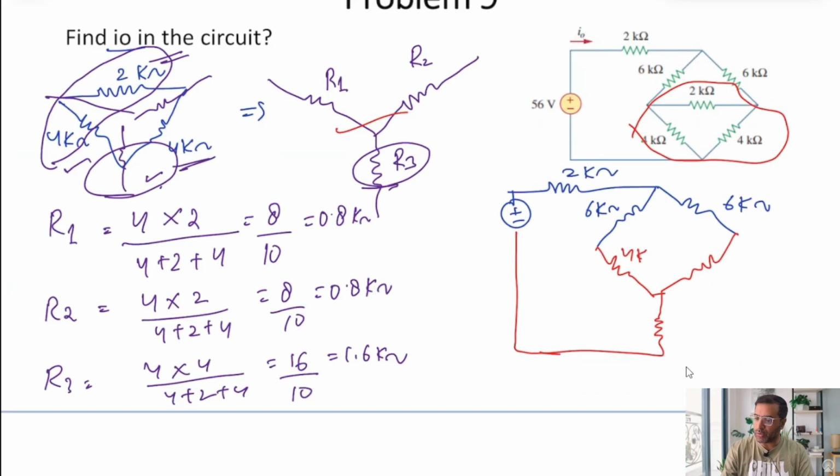So we have 4 kilo ohm here, 4 kilo ohm here. Sorry, we need to replace it with the values we have just calculated. So we'll just remove these values. So this is 0.8 kilo ohm. This is also 0.8 kilo ohm, and R3 we got 1.6 kilo ohm.